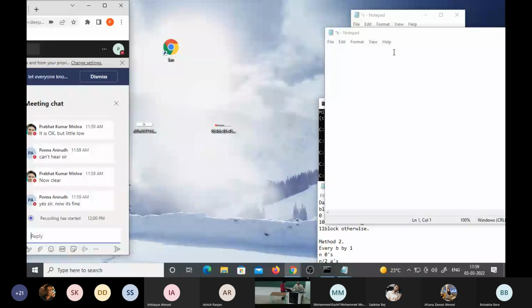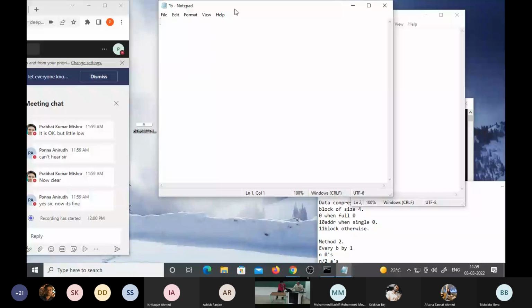Students, today we shall talk about data compression technique. What is data compression technique? We are having big files, and how can we reduce the size of the file? Is it correct? So, data compression.